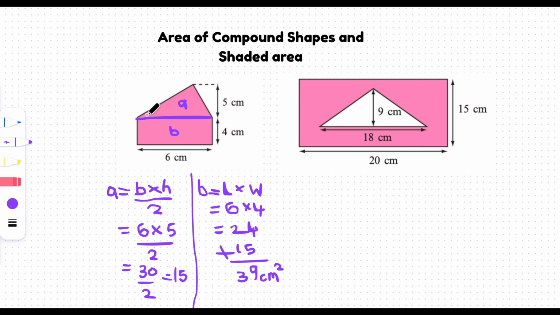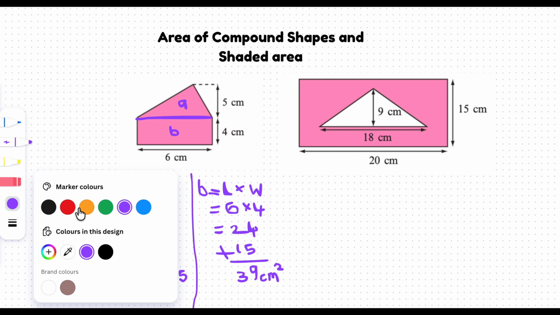That is, we cut the shape into two. We had two shapes there. We had a triangle, we had a rectangle, and we named them A, B. We methodically calculated it and we added them together. All right, cool. Let me take a different color as we deal with the next one.